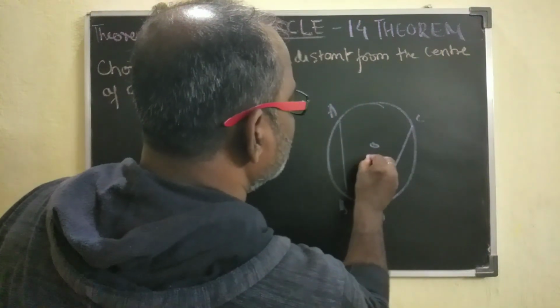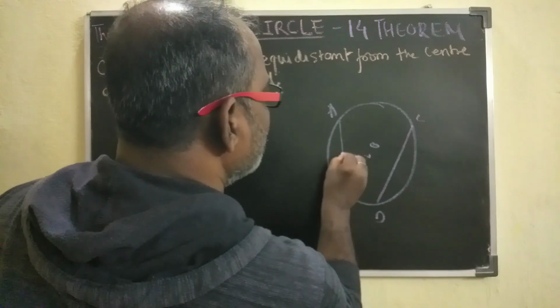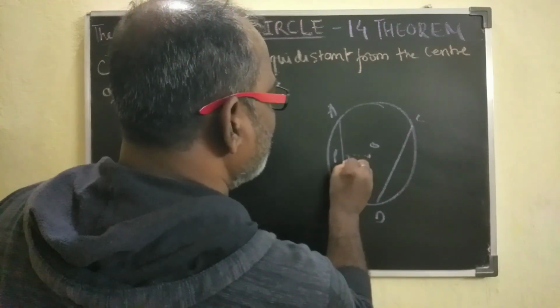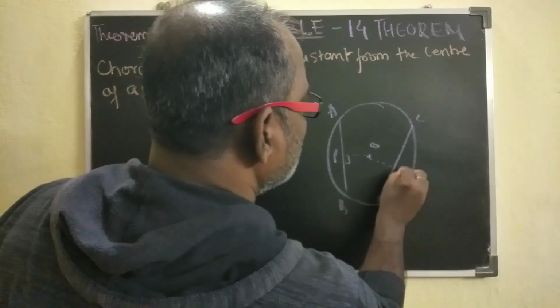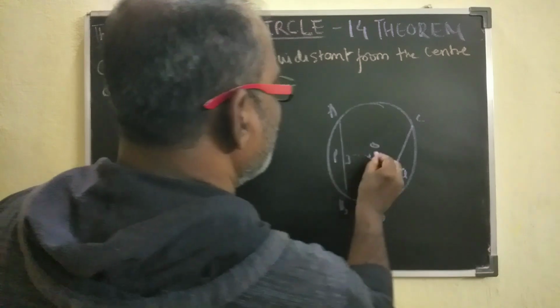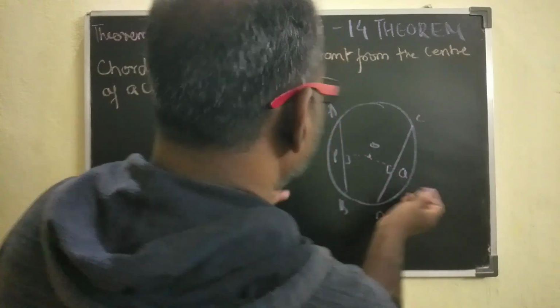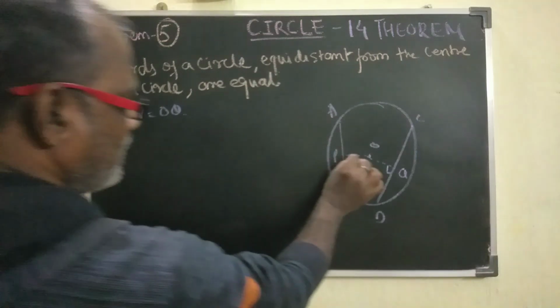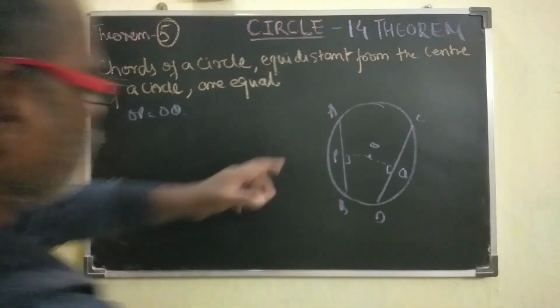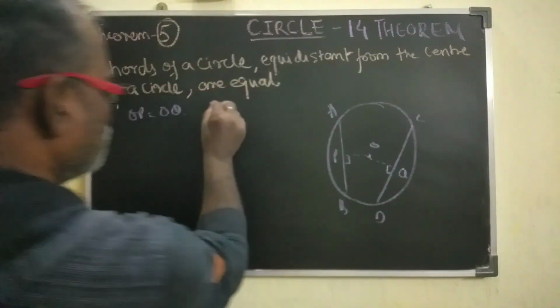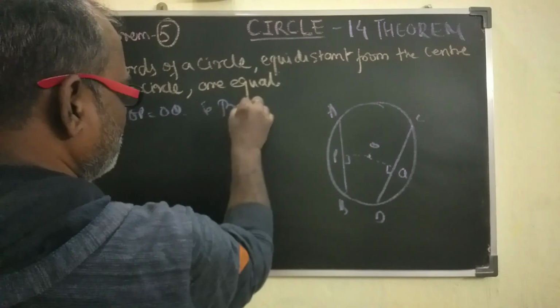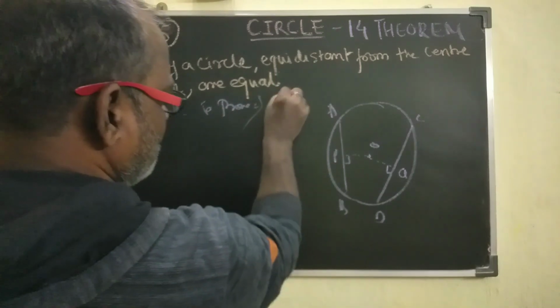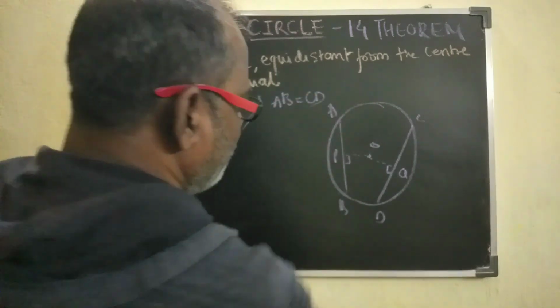That means from this center, let us join it as P. This is a perpendicular. Let us join it as Q. This is perpendicular. That means we are given that OP equals OQ, which is perpendicular to this. Now we have to prove that AB equals CD. To prove, we have to prove this.